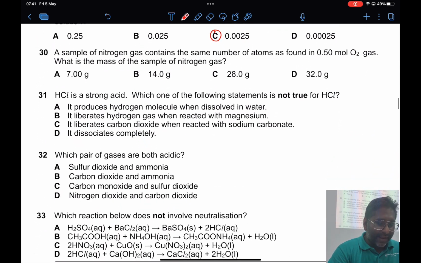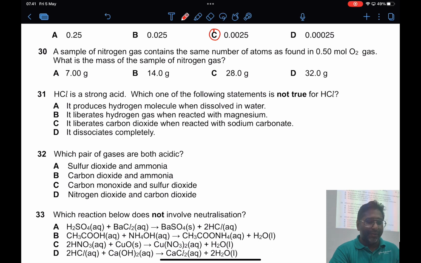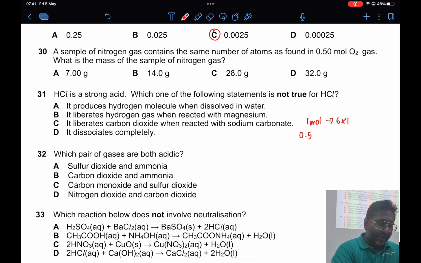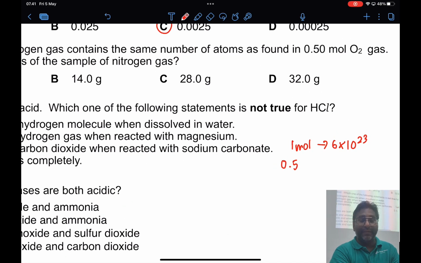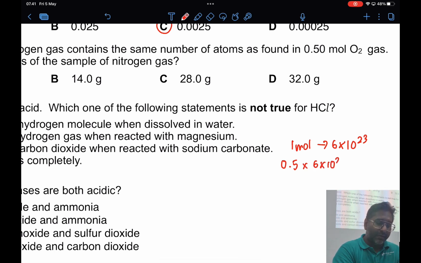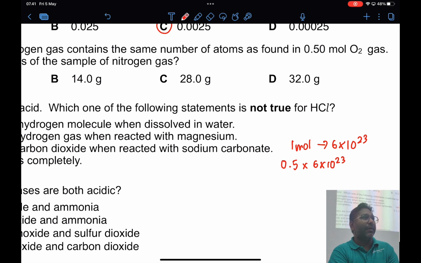Now, question number 13. A sample of nitrogen gas contains the same number of atoms as found in 0.50 mole of oxygen gas. So let's look at the number of atoms in 0.5 moles of oxygen. Every 1 mole has the Avogadro constant, 6 times 10 to the power of 23 particles. So if you have 0.5 moles of oxygen, it is 0.5 times 6 times 10 to the power of 23 molecules.